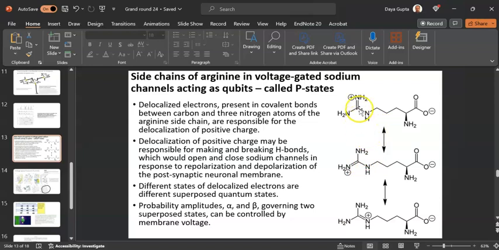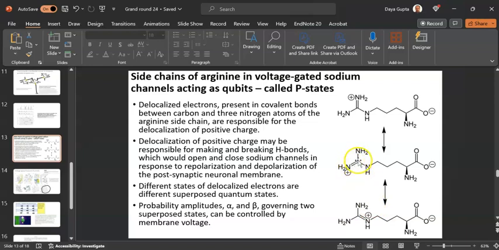So, assuming that delocalized electrons are in superposed states, multiple superposed states, and when its position is determined in any of these three bonds, then that would result in the opening or closing of the sodium channel by making and breaking hydrogen bonds.